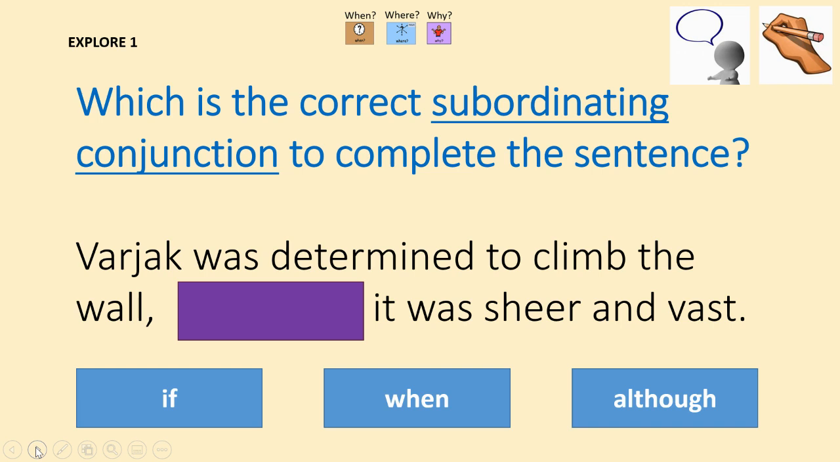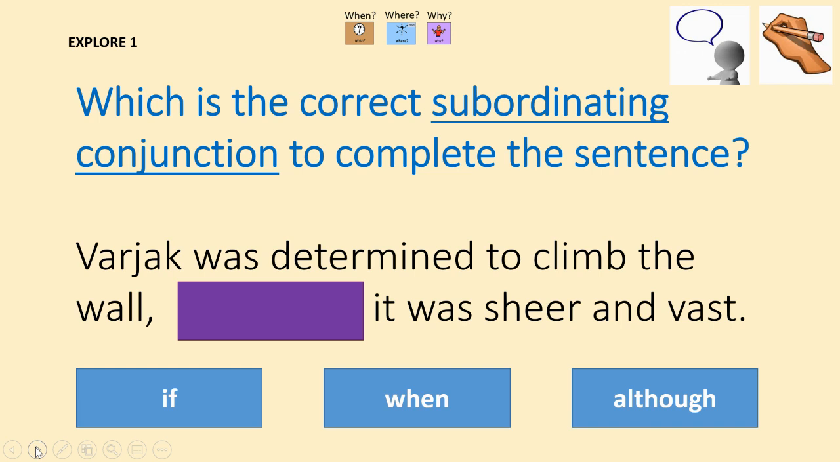Let's try if. Read it with me. Varjak was determined to climb the wall if it was sheer and vast. Okay, so if it was really sheer and vast, he would be determined. I'm not sure about that. Let's try when. Let's read it together. We're going to put when in there. Varjak was determined to climb the wall when it was sheer and vast. Doesn't sound quite right either.